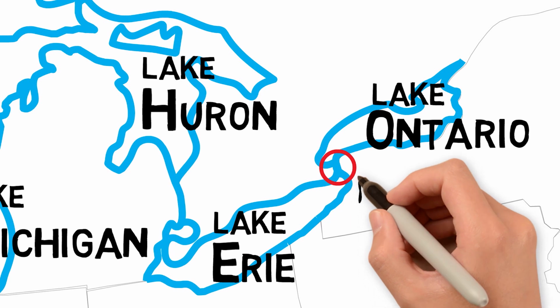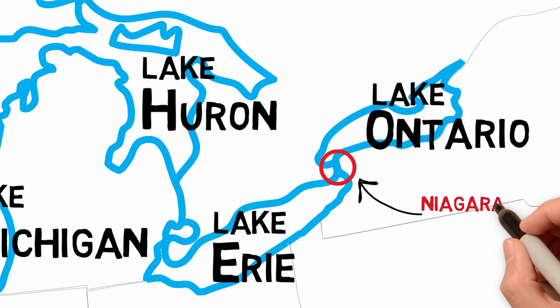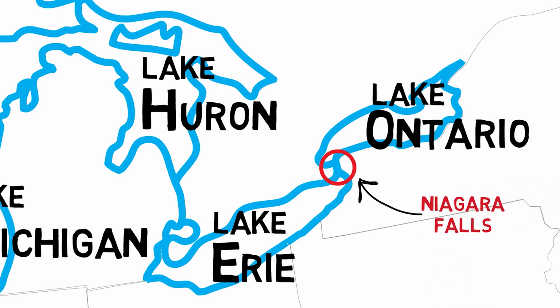And finally, in between Lake Ontario and Lake Erie, straddling the border between New York in the U.S. and Canada, is what notable physical feature? If you said Niagara Falls, you would be correctamundo.